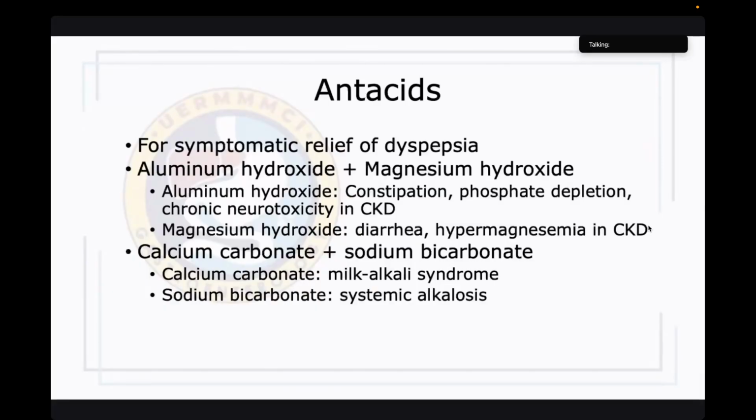Another form of antacids are a combination of calcium carbonate and sodium bicarbonate. So we also have popular brands here with these combinations. The long-term use of calcium carbonate can lead to milk-alkali syndrome. So you can have hypercalcemia, hyperphosphatemia with possible renal calcinosis, and this can progress to renal insufficiency later on. And sodium bicarbonate may induce systemic alkalosis.